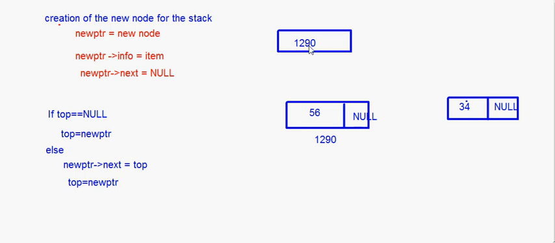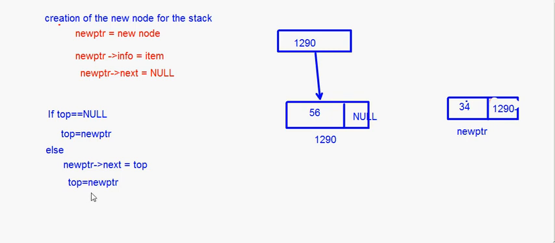Now I want to do the insertion. This top is not equal to null, so we will come to the else part. Now see what we are doing. This is new PTR. Now I'm saying new PTR next is equal to top. Now what is new PTR next? New PTR next is this place. When I say new PTR next is equal to top, this null is replaced with the address that is there in top. So this becomes 1290. Earlier the link was here, fine. Now I have made it 1290 here.